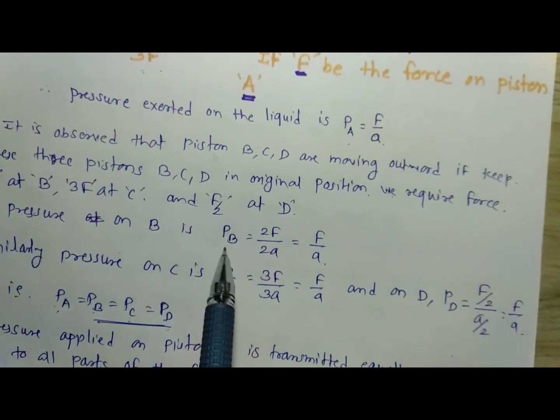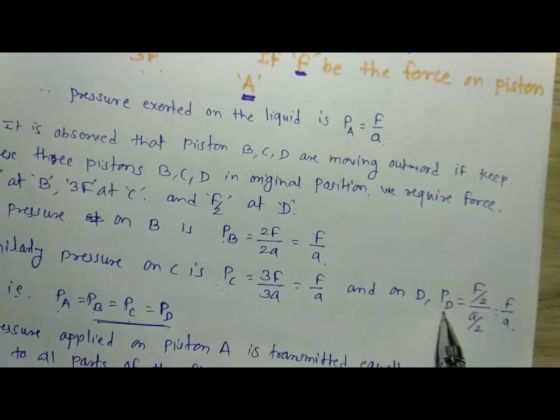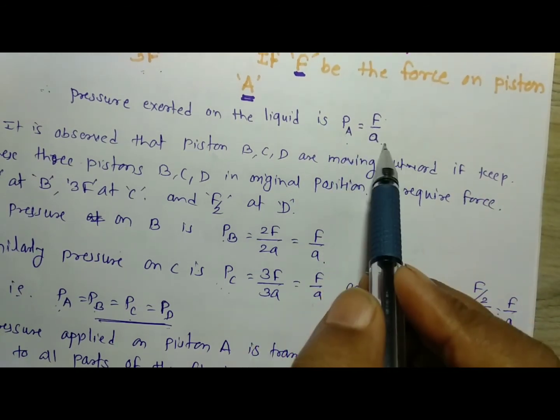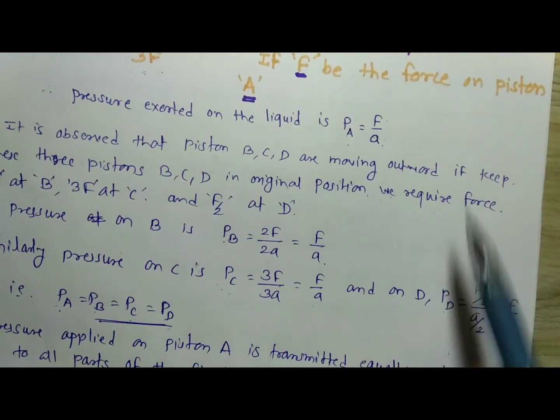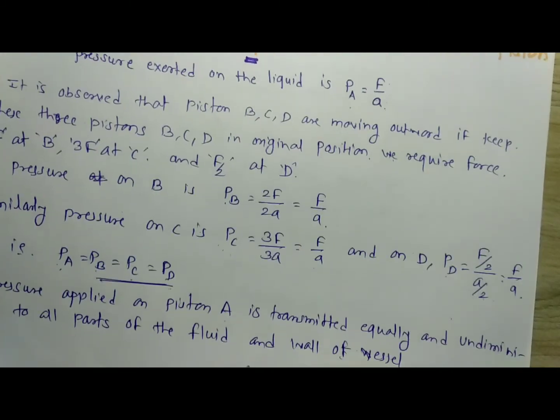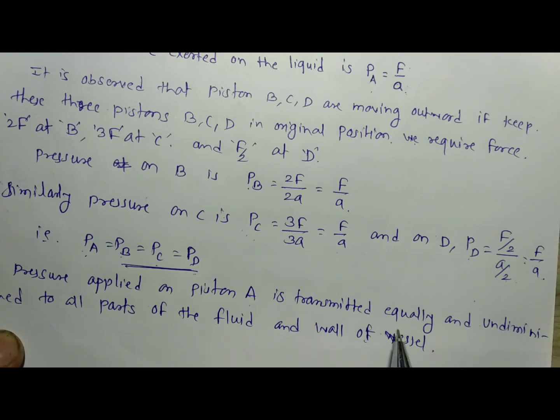You will get the pressure at B, pressure at C, pressure at D. It is the same as the pressure generated at point A, that means F divided by A, and therefore the pressure applied on the piston A is transmitted equally and undiminished to all parts of the fluid, which is the proof of Pascal's law done experimentally here.